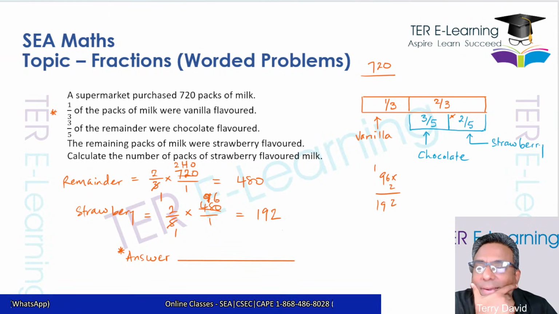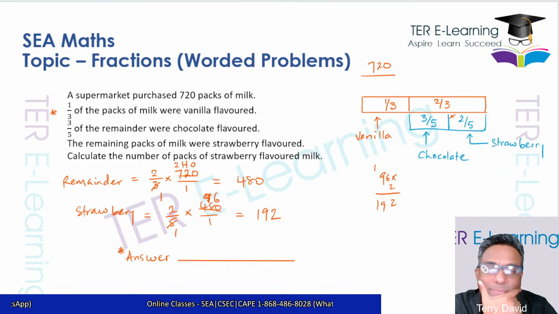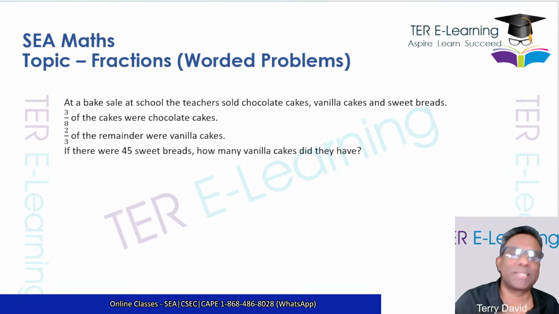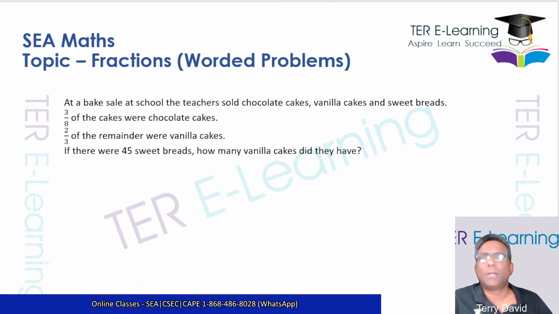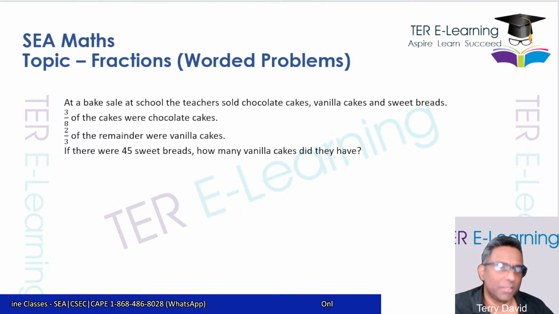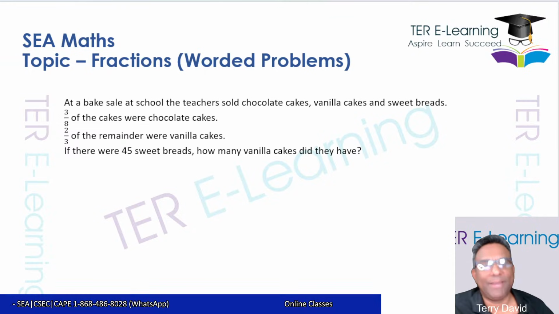All right, let's try a next one here. At a bake sale at school, the teachers sold chocolate cakes, vanilla cakes, and sweetbreads. 3/8 of the cakes were chocolate cakes. 2/3 of the remainder were vanilla cakes. If there were 45 sweetbreads, how many vanilla cakes did they have?